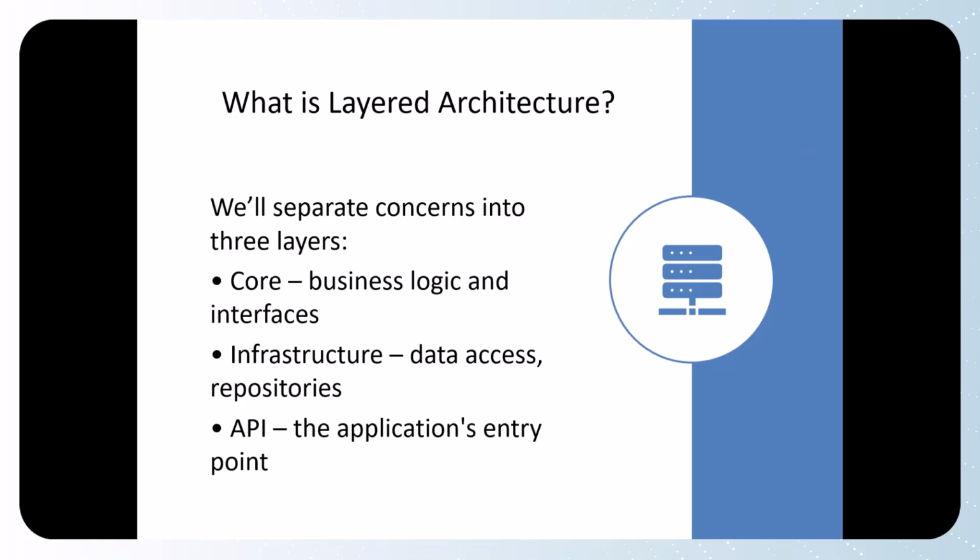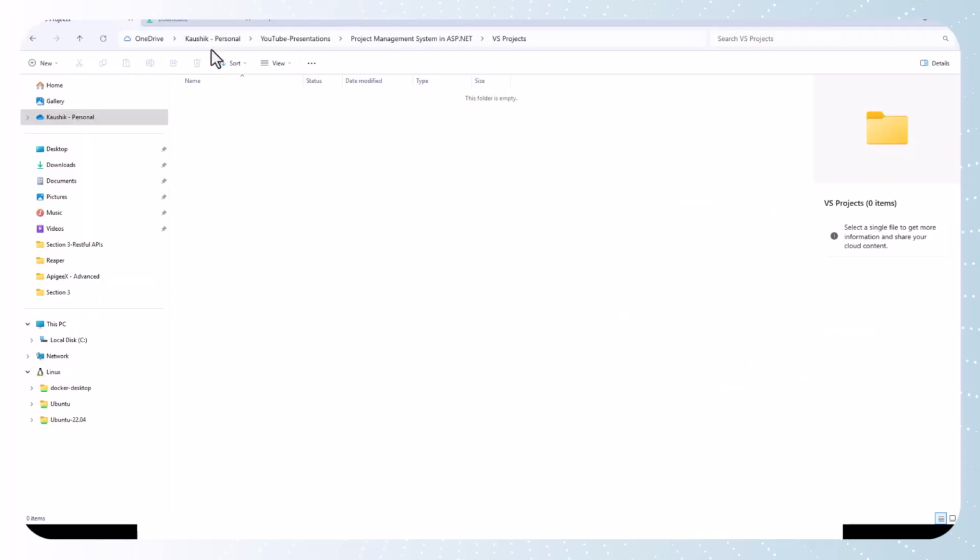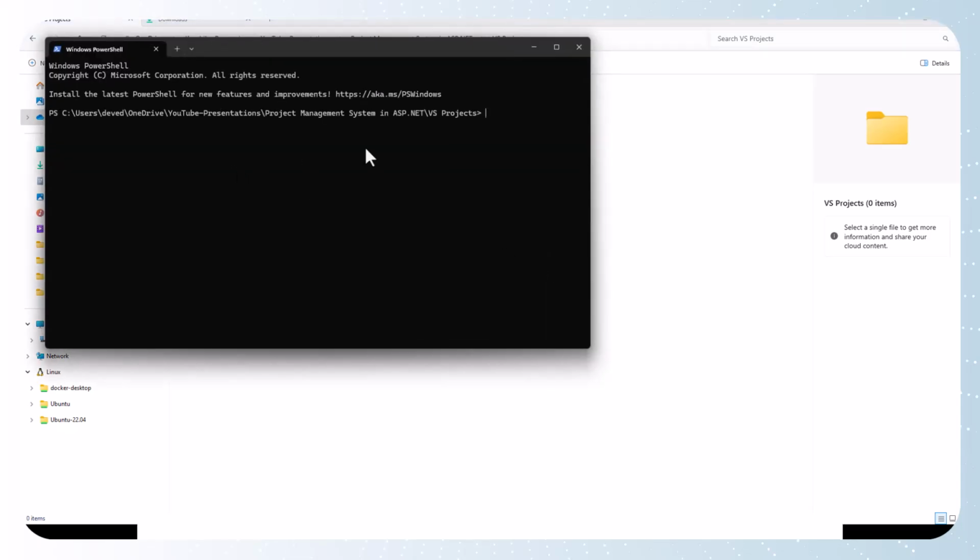Let's create the new solution. Now I'll switch over to Windows Explorer. So this is my project folder. I'm working directly on OneDrive, even before putting it to the GitHub repository, just for the sake of not losing anything, so that it will be backed up in cloud. So let's open in terminal.